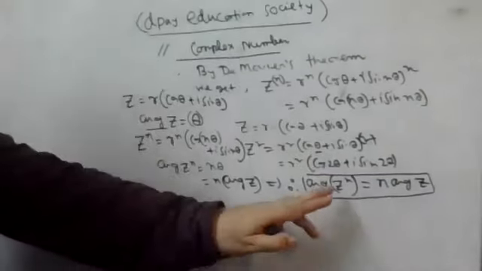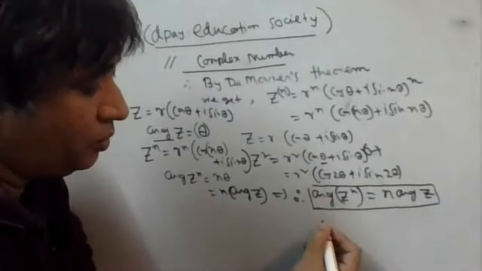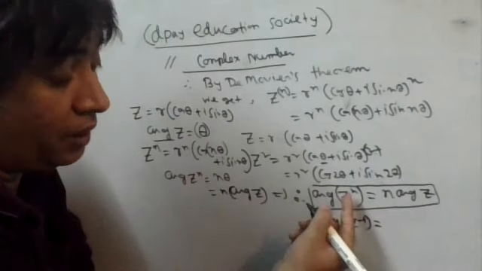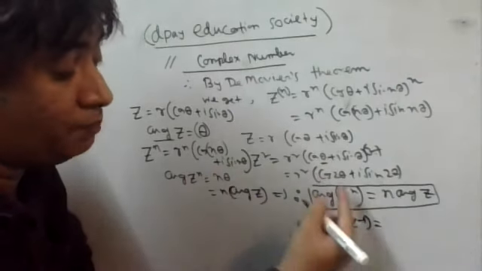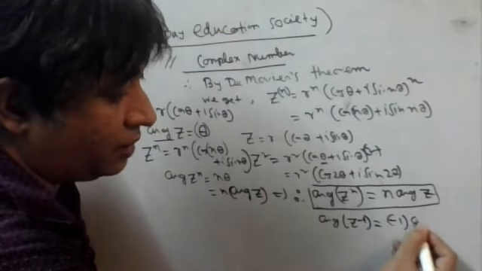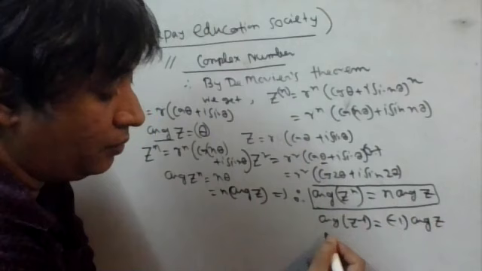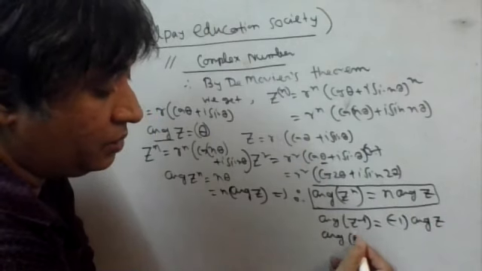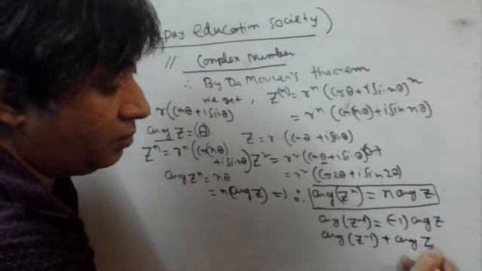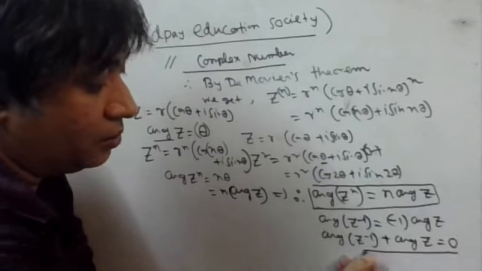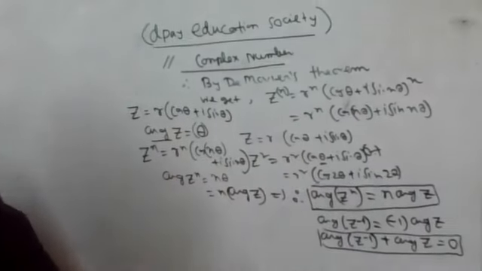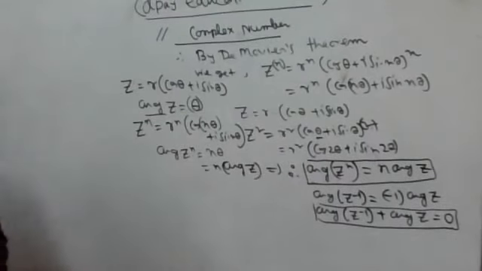So if, instead of n, I put -1, the argument of z to the power -1, in place of n I am replacing -1, so this n is also replaced by -1. That gives you the argument of z to the power -1 plus the argument of z is equal to 0. Another result is inherited. Hope you understood. Just go through it at a glance.